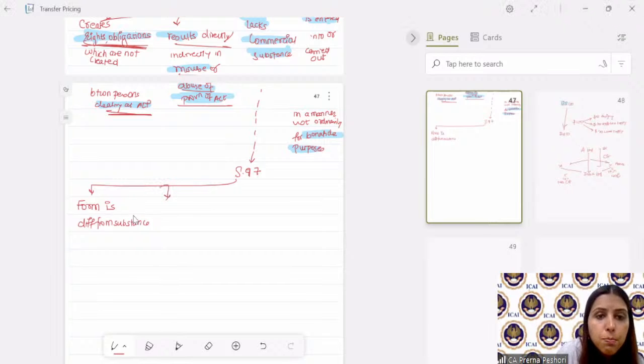Round tripping. I will explain to you what is the meaning of round tripping. Accommodating party.